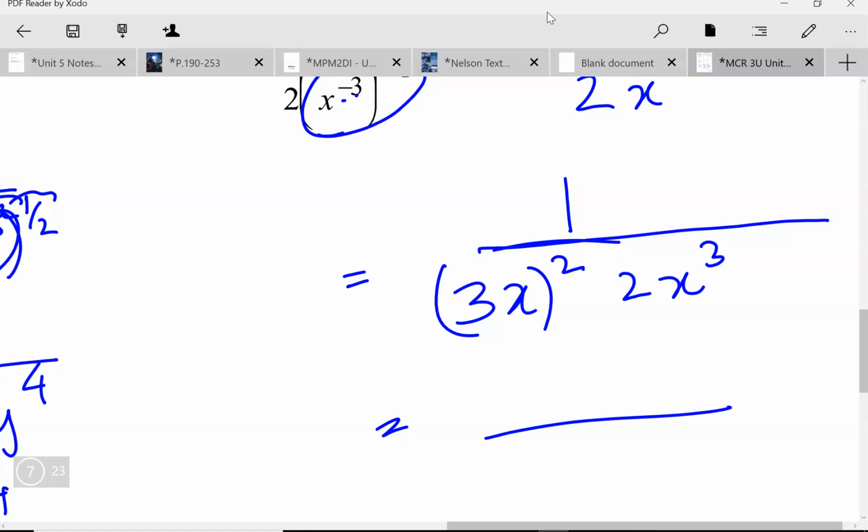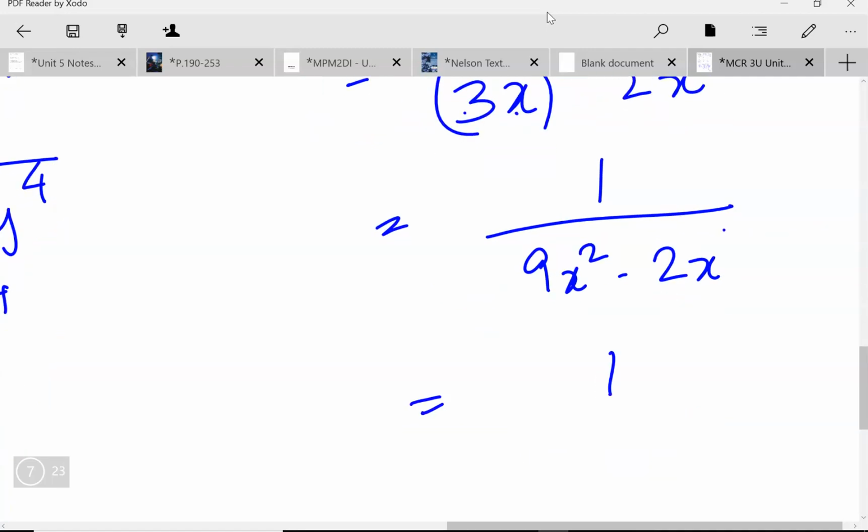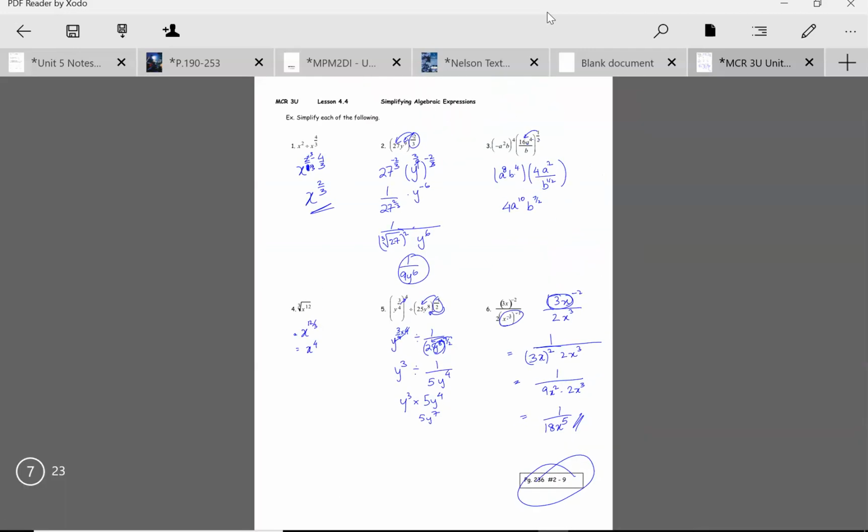This is 9x squared times 2x cubed, which is 1 over 18x to the power of 5. And that's my final answer.